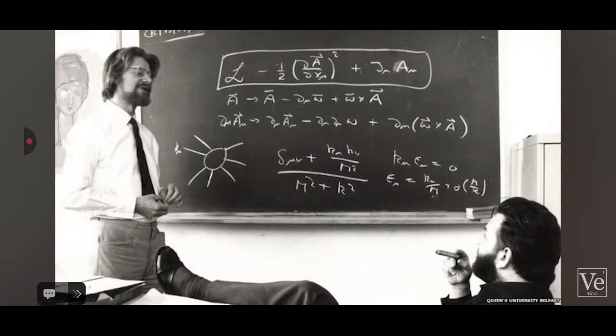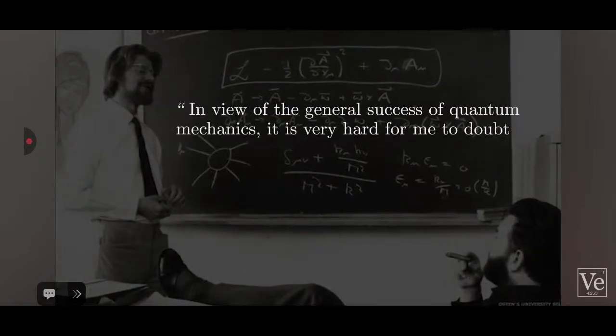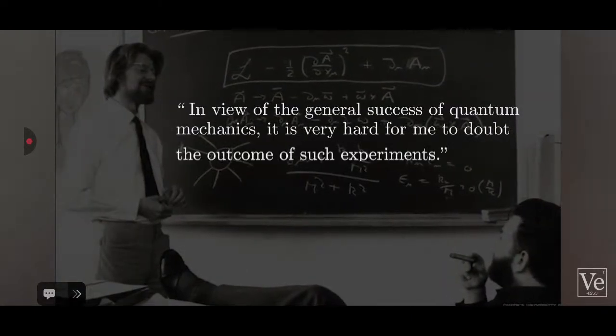And so this experiment with light is completely equivalent to Bell's experiment. Bell expected that the experiments would show that the predictions of quantum mechanics were correct, and that there was some kind of non-locality in nature. Before the first Bell test was done, John Bell said, in view of the general success of quantum mechanics, it's very hard for me to doubt the outcome of such experiments. You didn't expect quantum physics to be wrong, because who would bet against quantum physics? You'd have to be crazy.